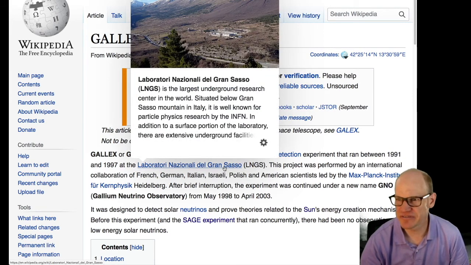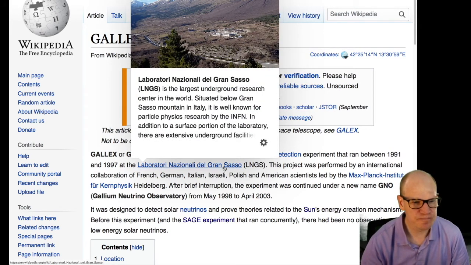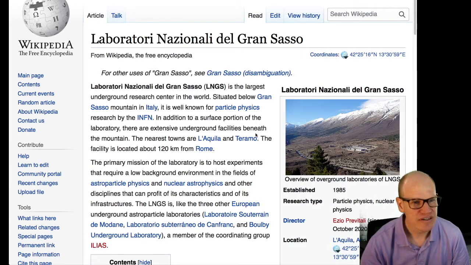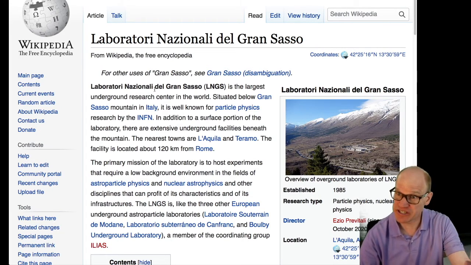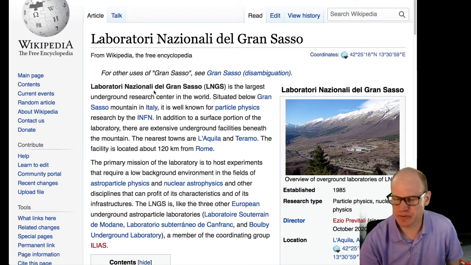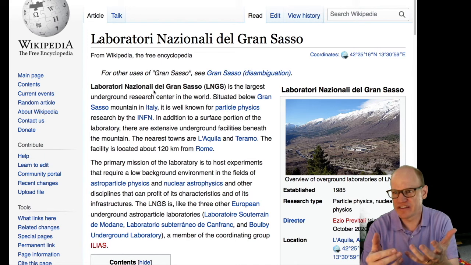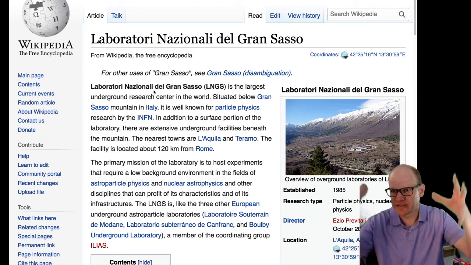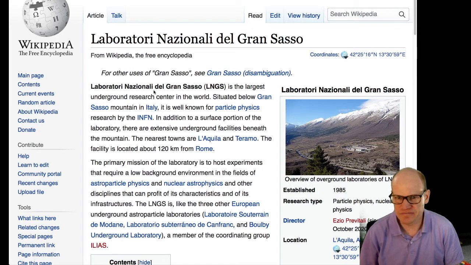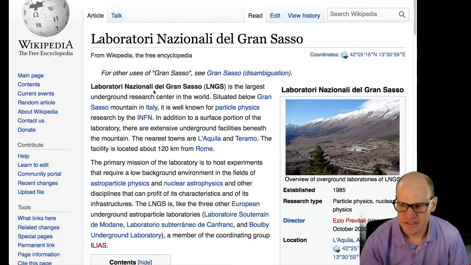Gran Sasso is a cave in the Apennines, I think. Here's the mountain. It's the largest underground research center in the world. I think that will be supplanted by the laboratory that the United States is building in the Homestake Mine, where the original solar neutrino experiment was run. That mine was eventually abandoned, and it filled with water. And then they built DUSEL, the Deep Underground Science and Engineering Laboratory that's being built right now by the Department of Energy. So they drained out the Homestake Mine and are rebuilding new stuff there.